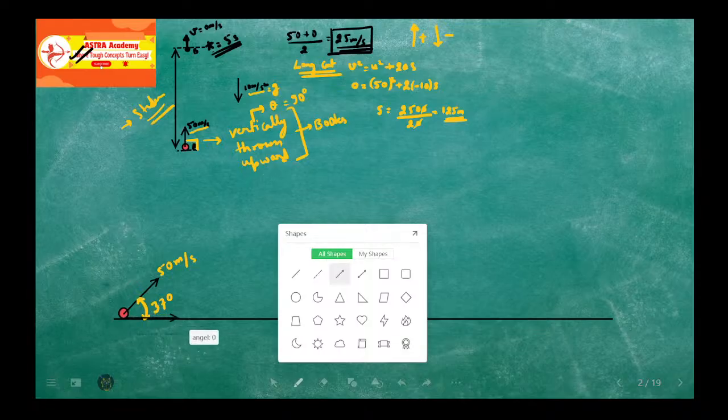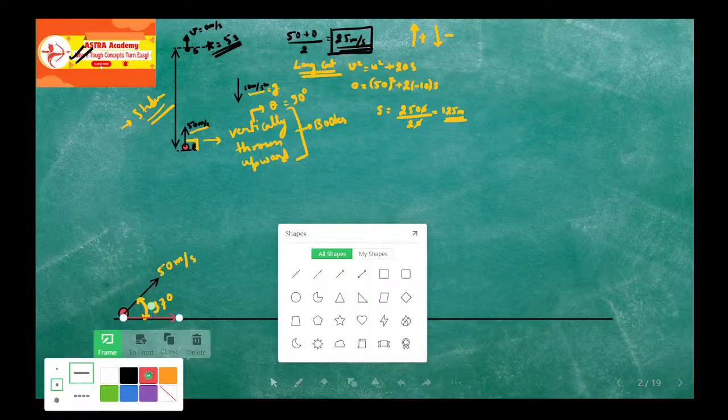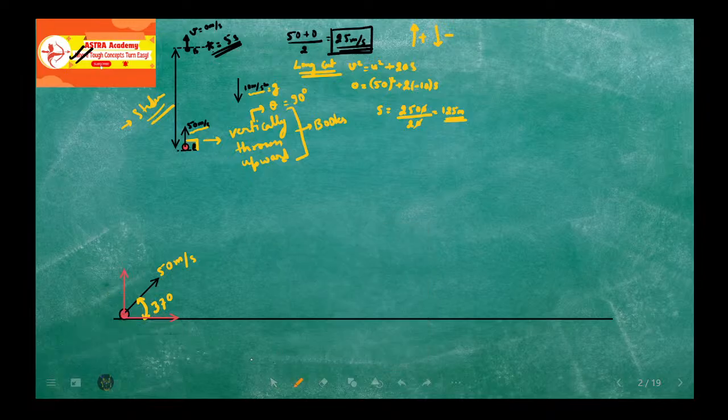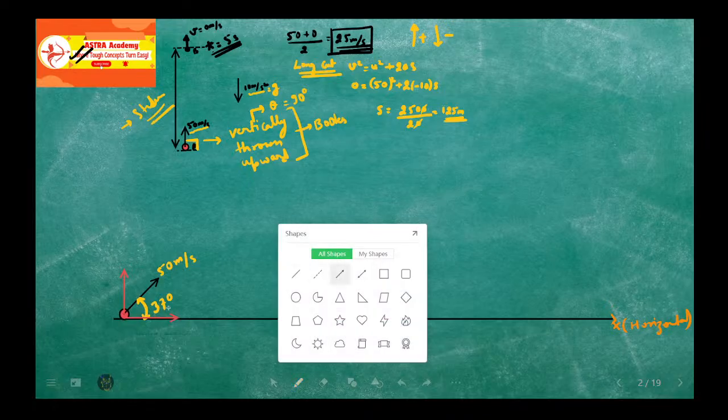Listen very carefully, my dear students. Very important thing we are going to study. I am breaking this velocity into two components: one along horizontal and one along vertical. Suppose this is the x-axis and y is the vertical axis. It is just for the sake of convenience, nothing else.